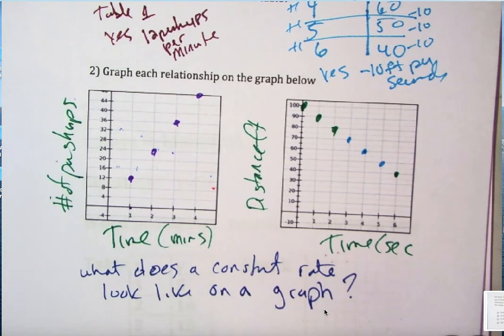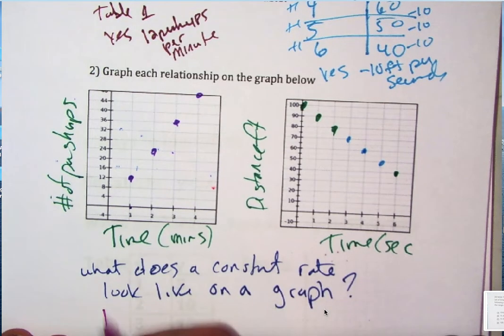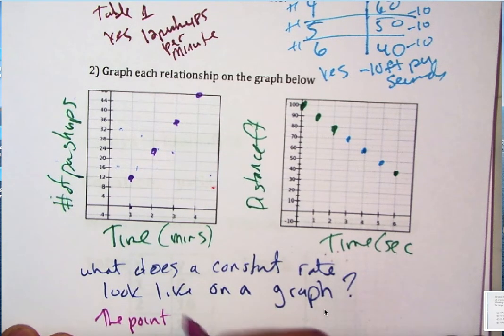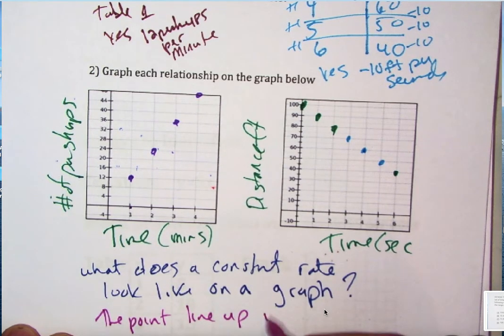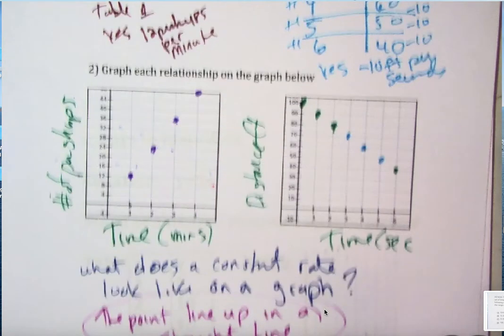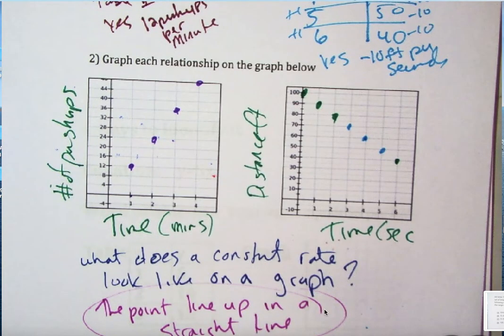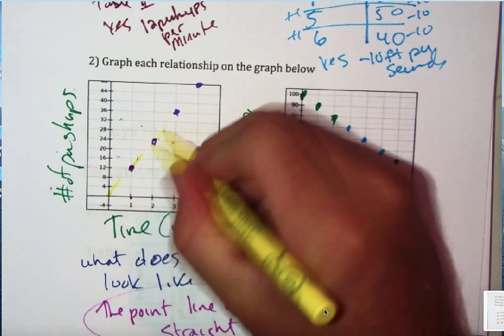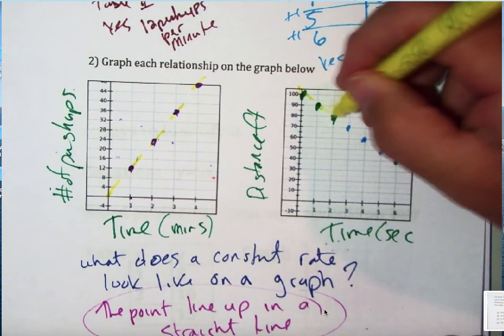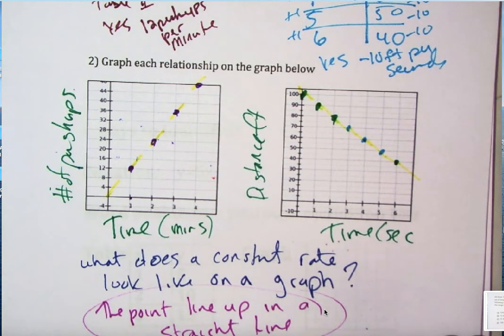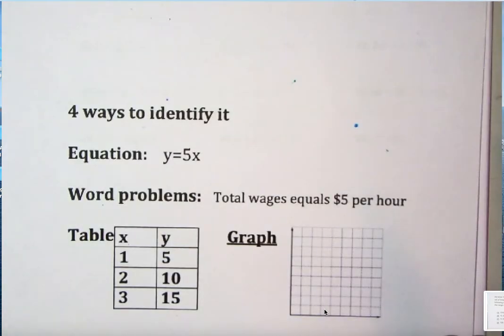And so students talk, and I said, the points line up in a straight line, right? And that's what it appears. It appears like a constant rate causes the points to be lined up, so we could put one straight line between them. Yeah, those are right down in a line. Okay, so yeah, it looks like a constant rate. It's important to write down: a constant rate looks like a line on a graph, right? Okay.